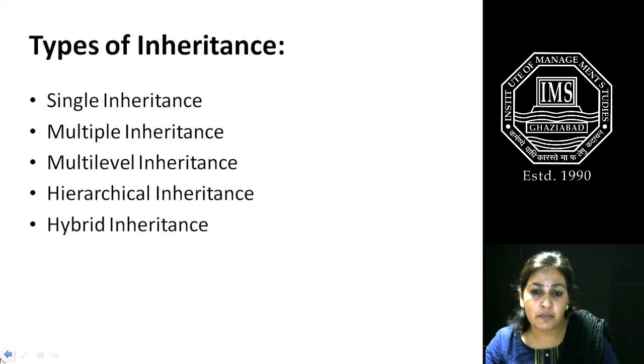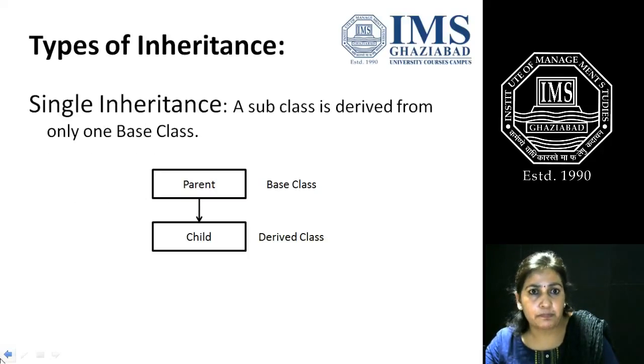Depending upon the number of base classes from which we are inheriting a class, or depending upon the number of subclasses which have been derived from a base class, there are different types of inheritance, or we can say there are different forms of inheritance. We will see them one by one.